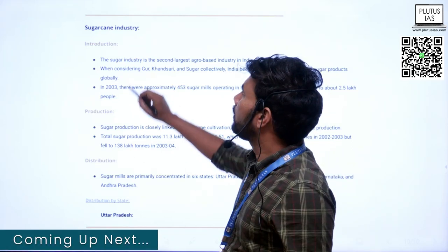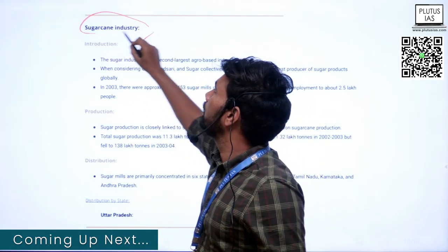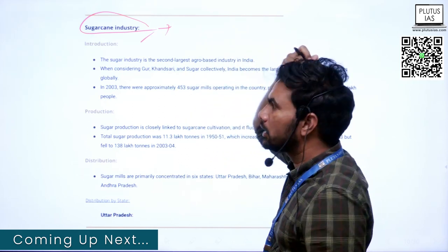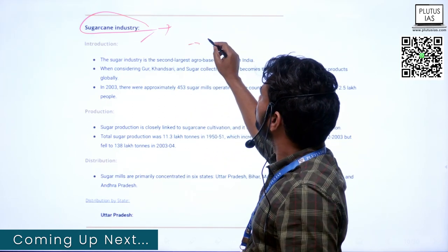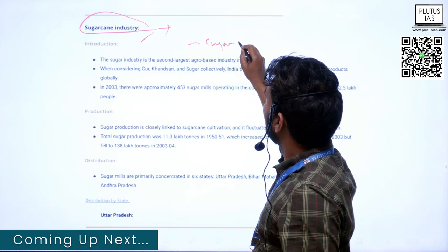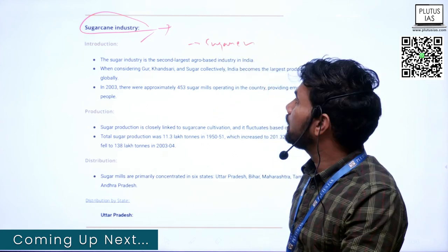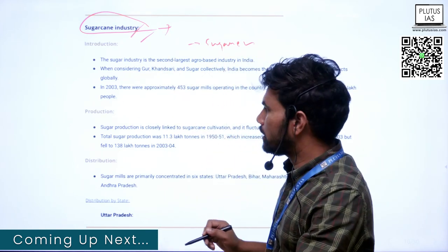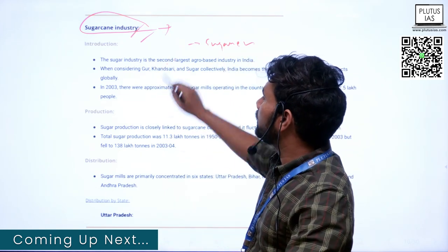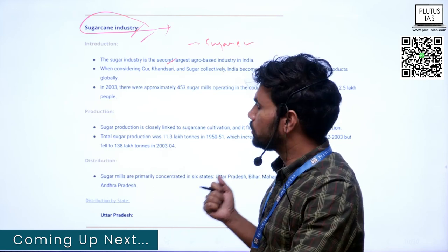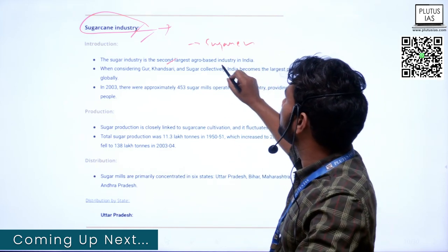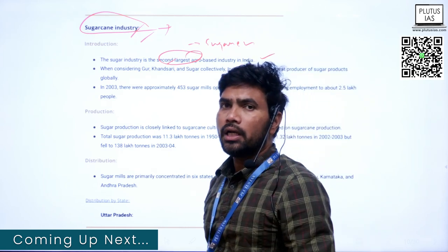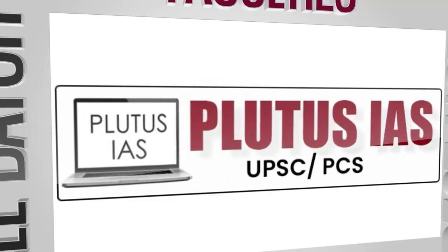Right. Next important industry is the sugarcane industry. So it is also an agro-based industry only. The raw material, sugarcane, is coming from the agriculture sector only. Right. Sugar industry is one of the other important industries. So if we see a brief introduction of the sugar industry, it is the second largest agro-based industry in India after the textile industry.